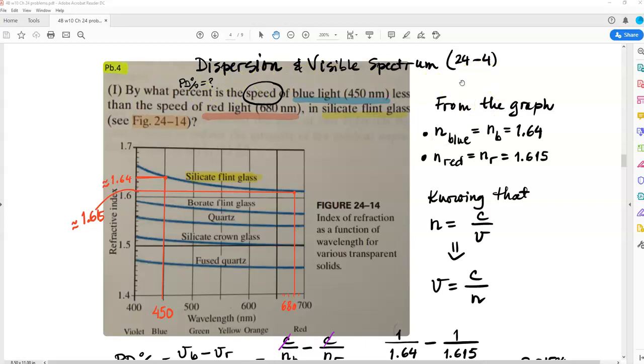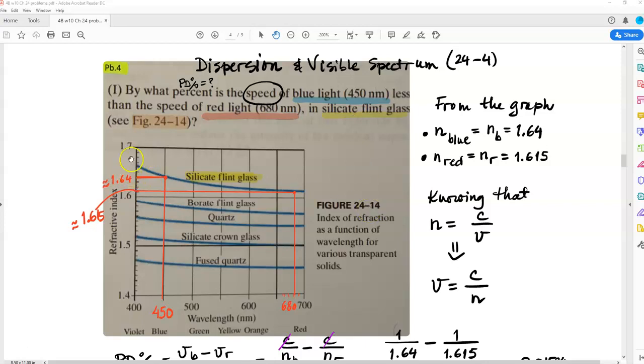So the question here is, by what percent the speed of the blue light is less than the speed of the red light? Because they ask you this question and it's worded this way, the red light will be your standard, and you have to calculate by what percentage the other one is less. In this case, they already know it's less. And they ask you in a specific glass, which is silicate flint glass. And the graph is given.